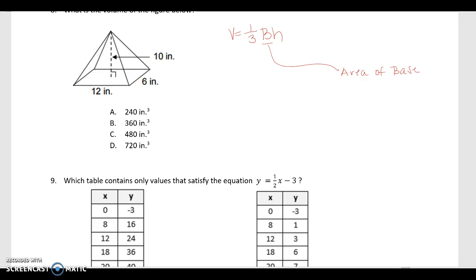So we do our area of the base. We color in our base. Our base is what shape? It's a rectangle. So area equals base times height. Then we'll plug it back in, multiply it times the height of the pyramid, and divide by 3.